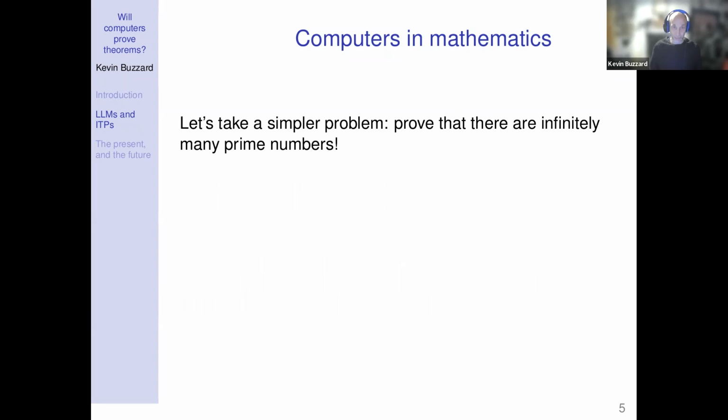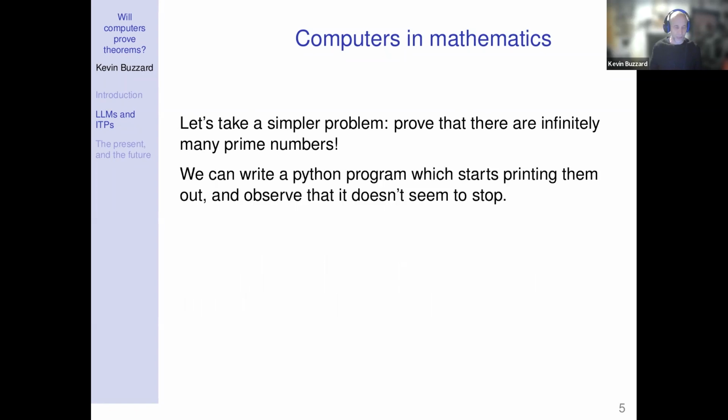Let's take a much simpler problem just to indicate. I want to show you various ways of attacking this problem. Let's try and prove there's infinitely many prime numbers. And so how would one do that? I mean, if we want to use a computer, we could use a Python program. We could knock off some Python code, which starts printing out prime numbers.